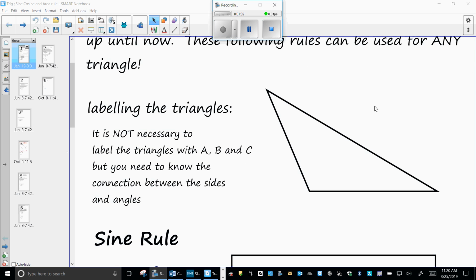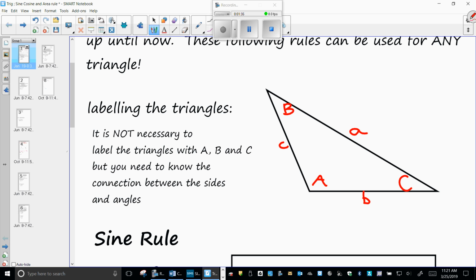Now, when we're labelling them, it's not necessary to label these triangles every time, but this is how the letters are generated for the formula. If I had labelled this length A, then the length opposite it would be labelled a. If this was angle B, then the length opposite that would be length b. And if this is angle C, then this would be length c. You get the idea?